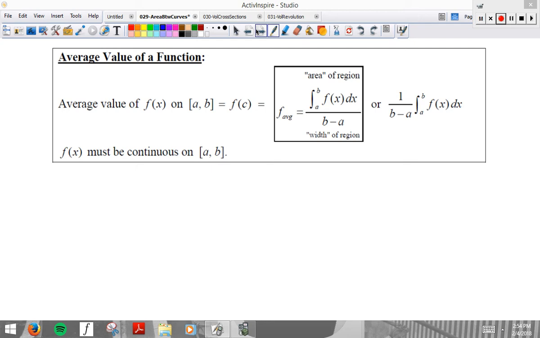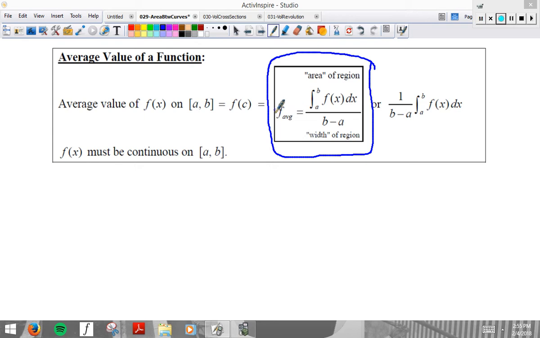So here it's written up nicely. This is our big formula. The average value, the average y value, is the area of the region divided by the width of the region. And that's how I get the average y value.